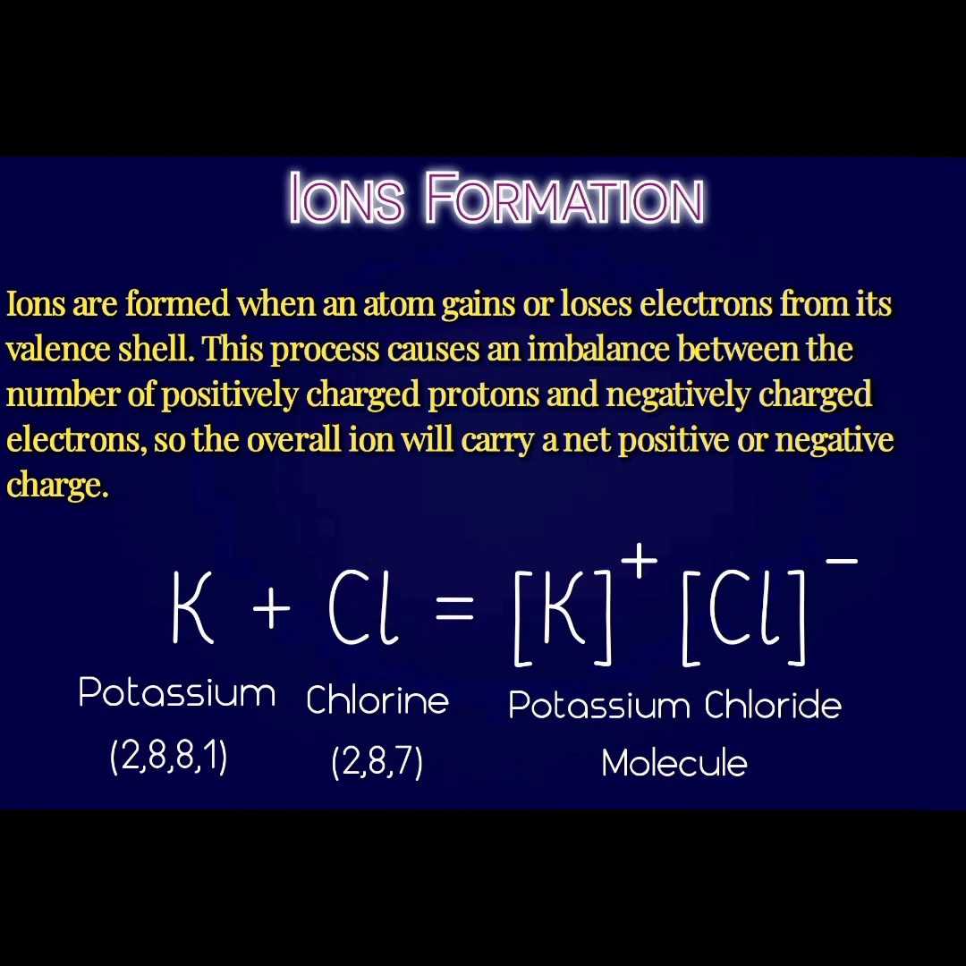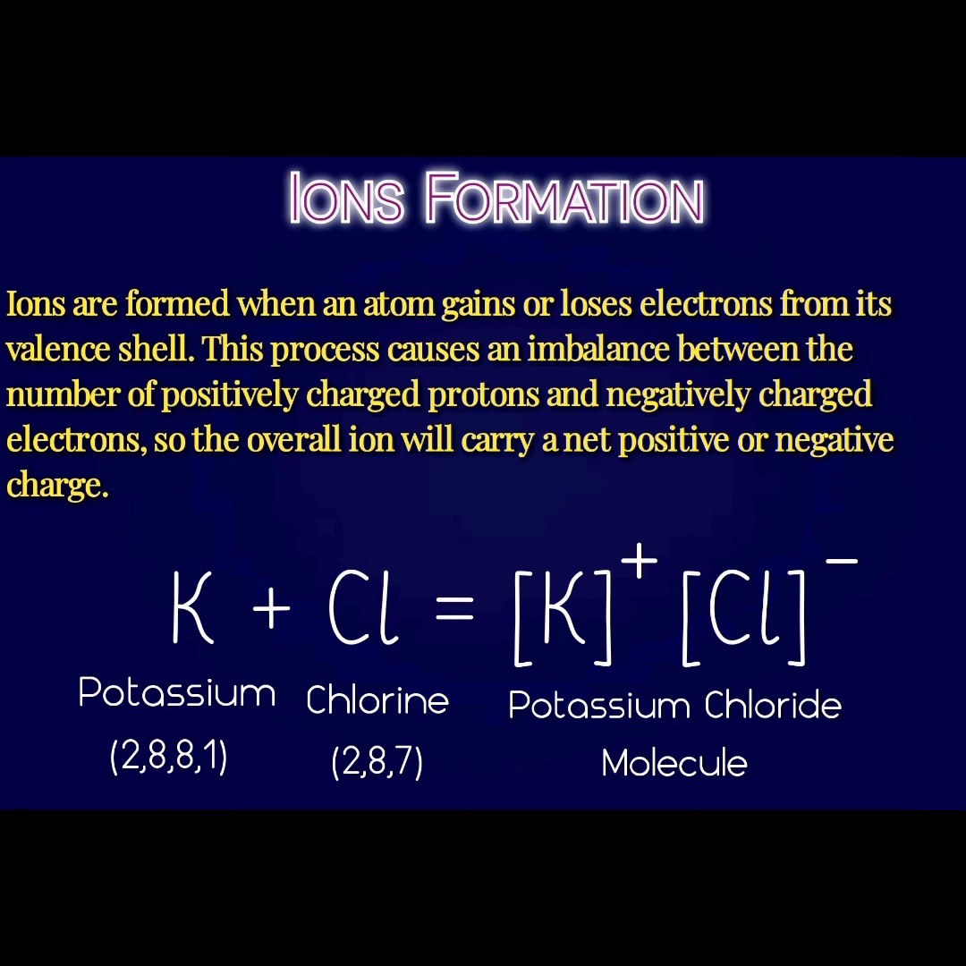Ions formation. Ions are formed when an atom gains or loses electrons from its valence shell. This process causes an imbalance between the number of positively charged protons and negatively charged electrons. So the overall ion will carry a net positive or negative charge.